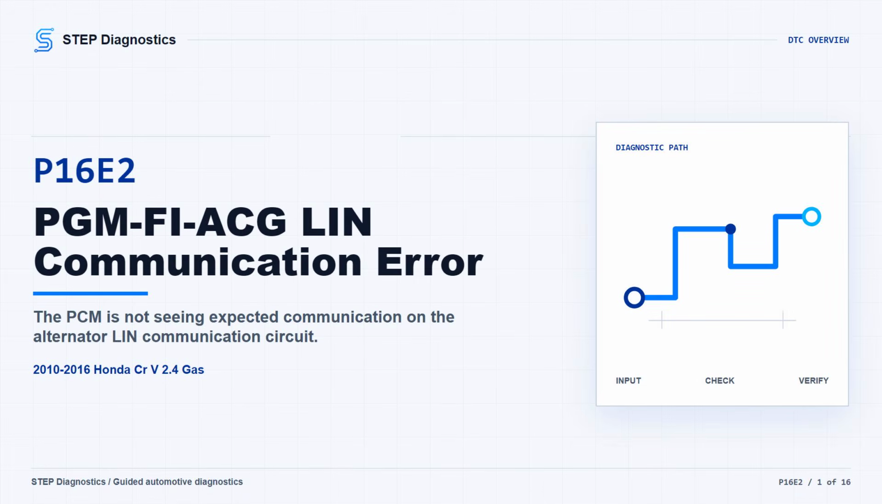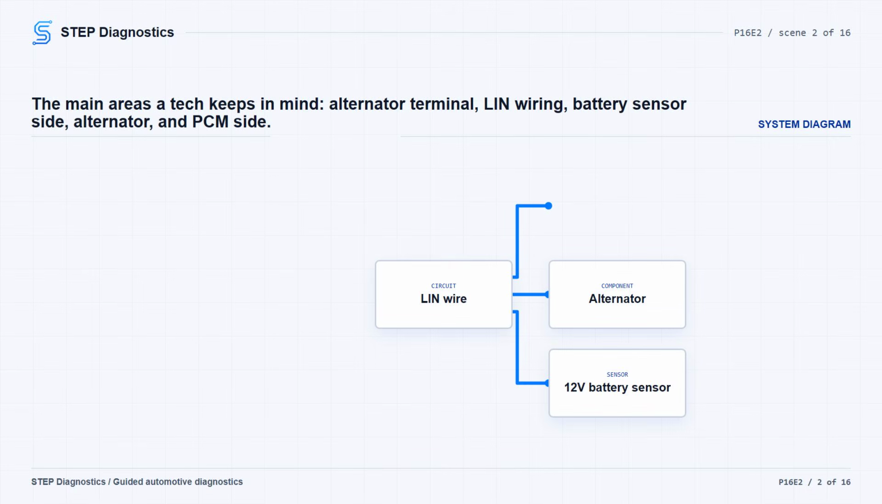On this Honda CR-V, P16E2 points to a possible PGM-FI to alternator LIN communication problem. In plain terms, the PCM may not be seeing the alternator communication the way it expects. The vehicle may show charging system behavior, may store the code intermittently, or may only show the fault under certain operating conditions.